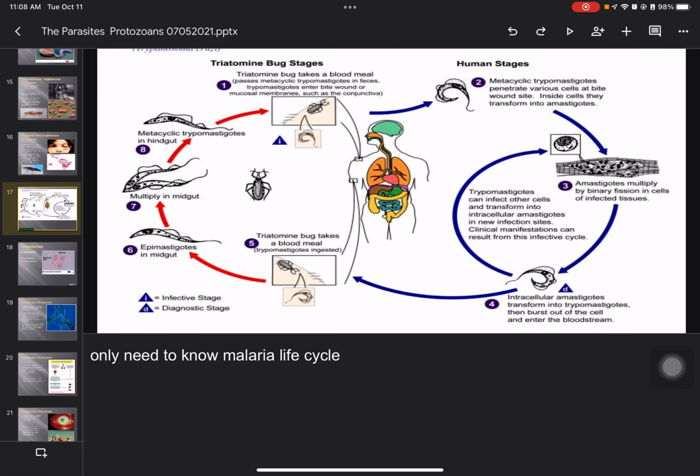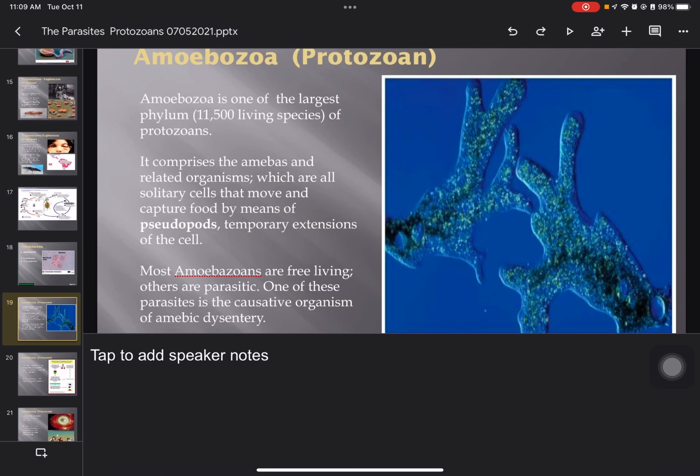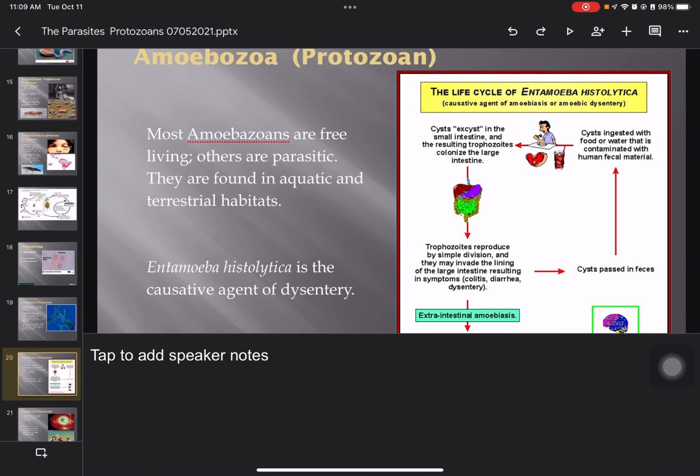Okay, let's go on and talk about the amoebozoa. The amoebozoa move by pseudopodia. There's a whole bunch of them, but most of them are not pathogenic. One of them, Entamoeba histolytica, is pathogenic. It causes amoebic dysentery.